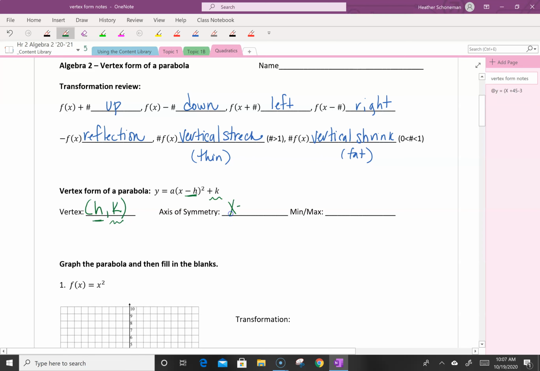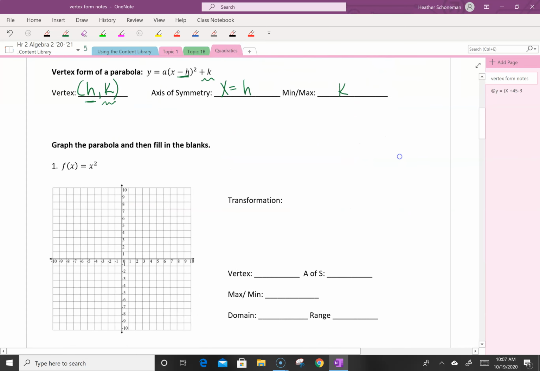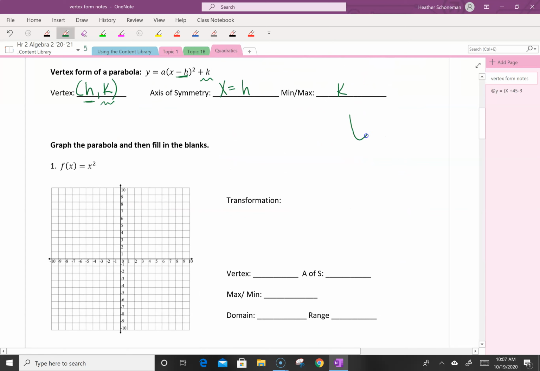So the axis of symmetry is going to be x equals whatever the x-coordinate of the vertex is, which in this case is h. The minimum or maximum, we're going to have to look at each graph to decide if it's a minimum or maximum, but it's always going to be at k, which is the y-coordinate of the vertex. Now just to make sure we're all on the same page, if this is your parabola, this point right here is your vertex.